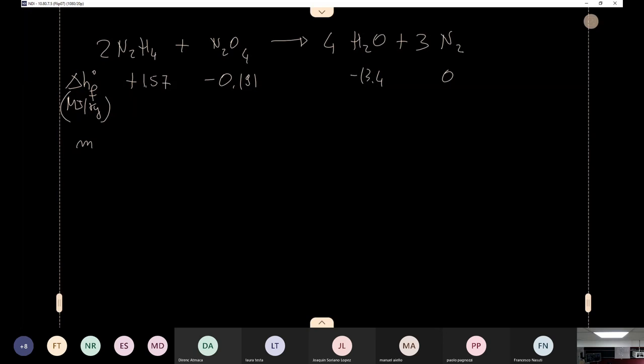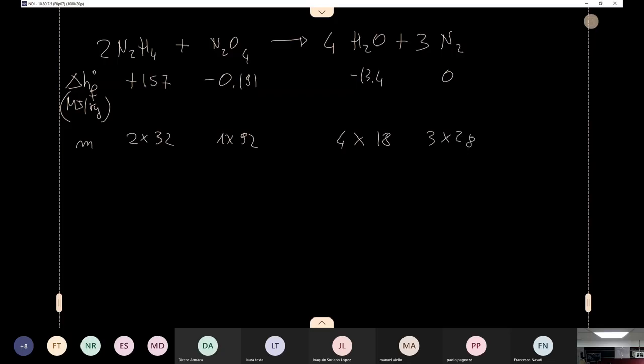And we can consider that for exactly this number of moles, we have two moles of hydrazine that should be multiplied by the molar mass of hydrazine, which is 32. Then we have one mole of N2O4, 64 plus 28 is 92, the molar mass of N2O4. And then we have 4 by 18 and 3 by 28.